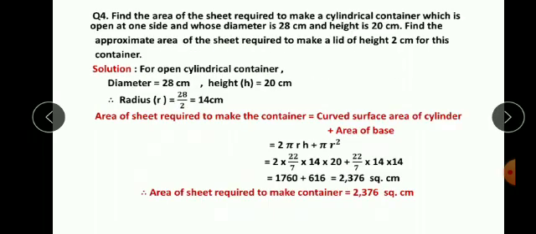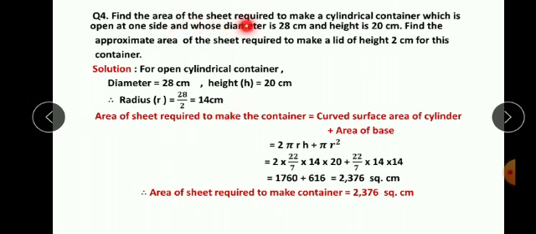Question number 4. Find the area of the sheet required to make a cylindrical container which is open at one side and whose diameter is 28 centimeter and height is 20 centimeter. Find the approximate area of the sheet which is required to make a lid of height 2 centimeter for this container. So one by one, what is given for the open cylindrical container? Diameter is 28 centimeter, height is 20 centimeter. From the diameter you can find radius r, diameter divided by 2, that is 28 upon 2, which is 14 centimeter.